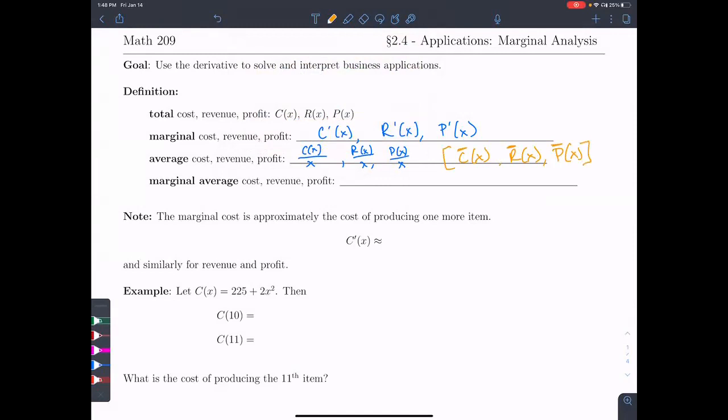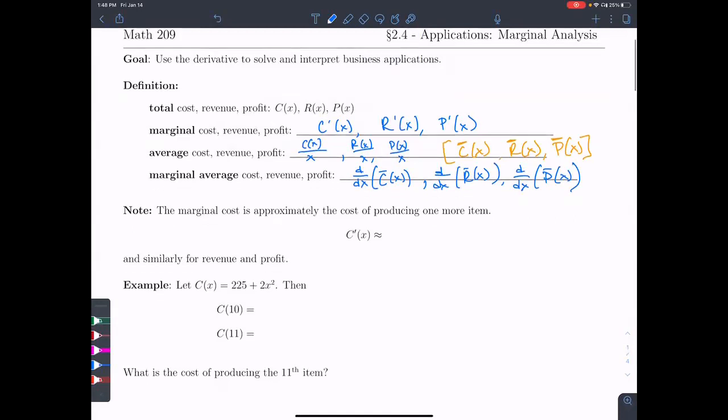Then for marginal average cost, take the derivative of those things. So it would be d by dx of C bar of X, and d by dx of R bar of X, d by dx of P bar of X. Okay.